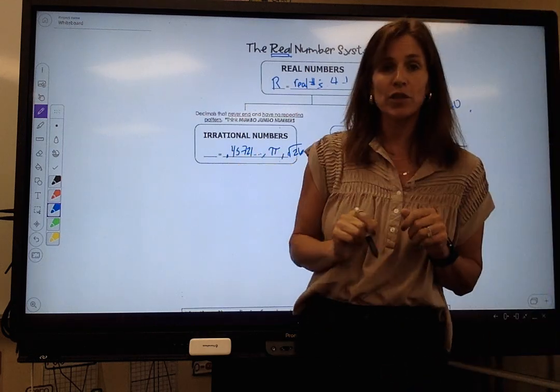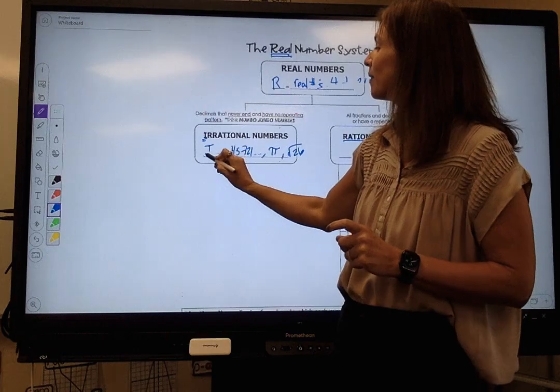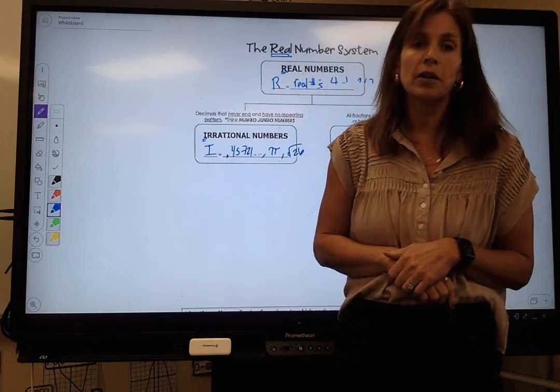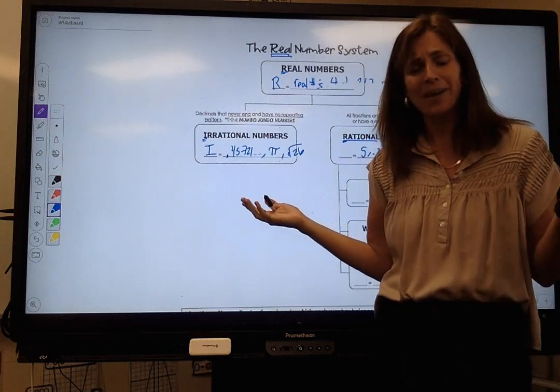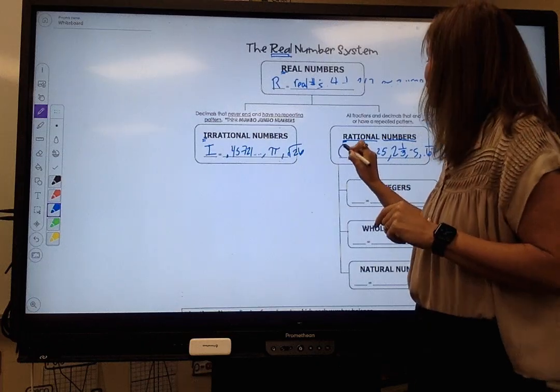Now, I haven't given you the abbreviation yet. So, irrational numbers starts with I, we're going to call it I. Real numbers up here starts with R, we call it R. But look, R is already taken up. So what do we do? The letter we use is Q.